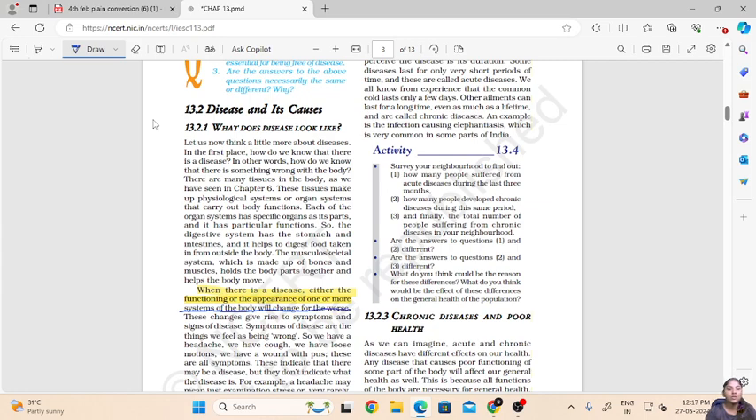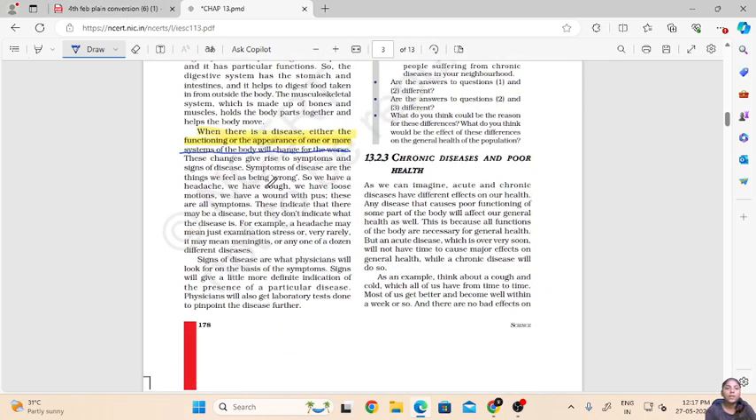These changes will give some symptoms. Now these symptoms or signs of diseases are, for example, a headache, that is a symptom. Then the cough or the sneeze that we get are symptoms of some diseases. So these symptoms show that there is something wrong with our body.